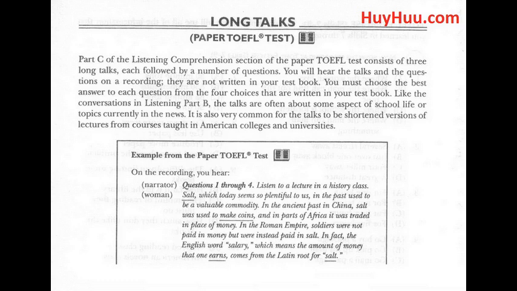Salt, which today seems so plentiful to us, in the past used to be a valuable commodity. In the ancient past in China, salt was used to make coins, and in parts of Africa it was traded in place of money. In the Roman Empire, soldiers were not paid in money, but were instead paid in salt. In fact, the English word salary, which means the amount of money that one earns, comes from the Latin root for salt.